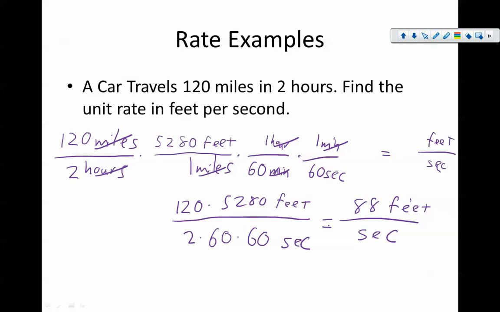All right. Converting rates is a little bit weird. We're going to do some practice with it, but that's going to be the end for this lesson. There are some of these problems in your homework, in your assignment tonight.